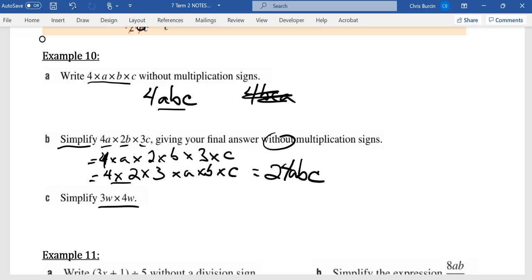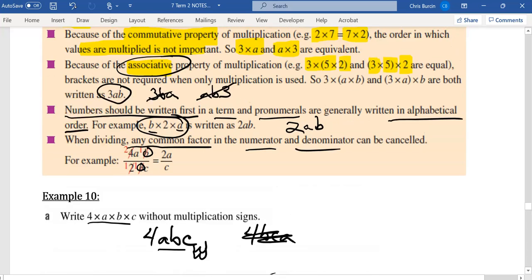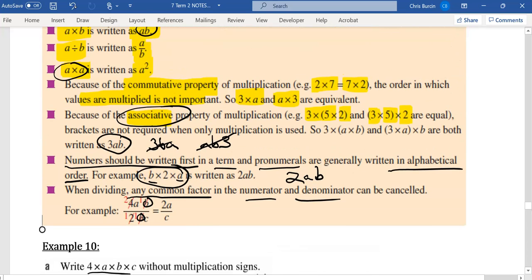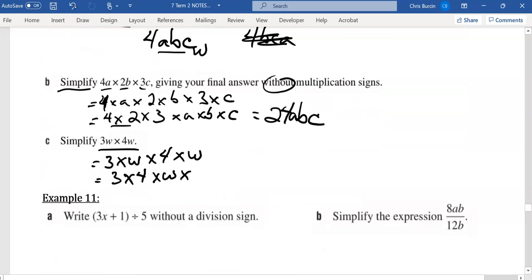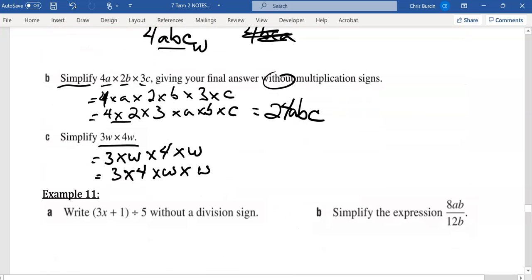Simplify 3w times 4w. Well, these are both the same. So I'm really doing 3 times w times 4 times w. And this is where we sometimes make a mistake and we miss something really important. If we reorder them into 3 times 4, it's not just times w, it's times w times w. And if you remember up here, if a number is multiplied by itself, it is squared. So the answer will then be 3 times 4 is 12, w times w, or w squared.